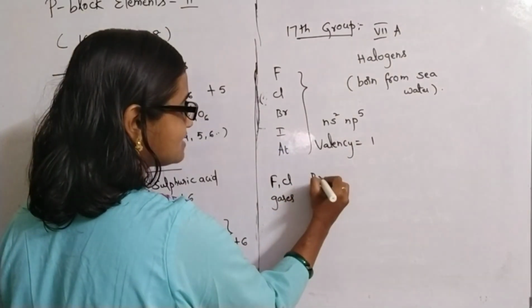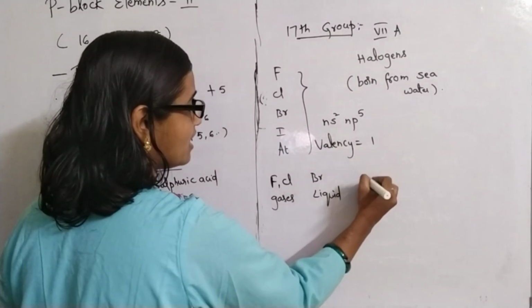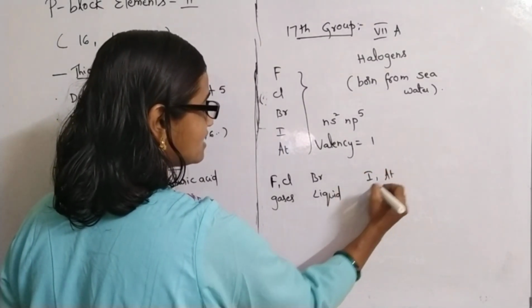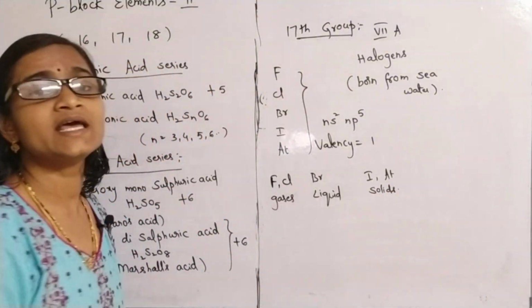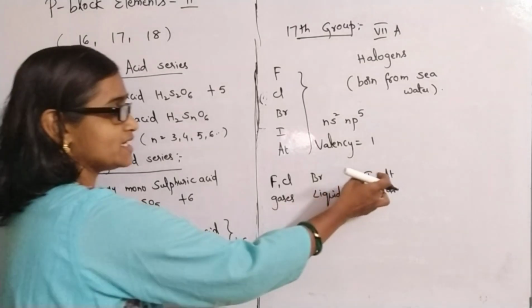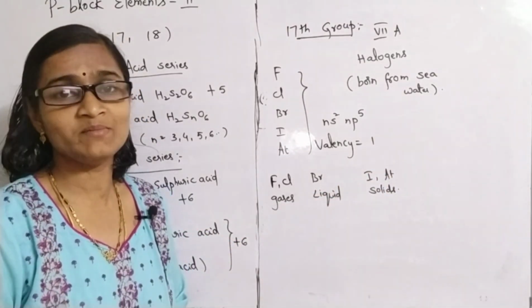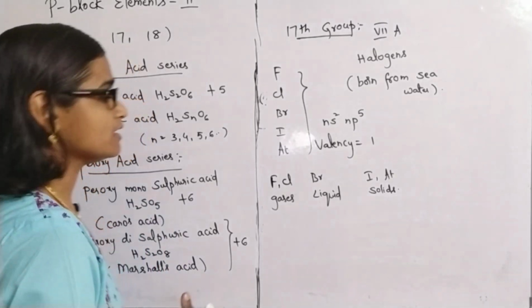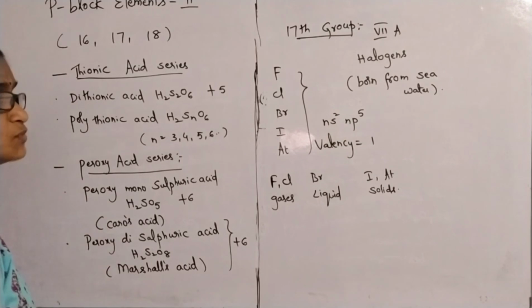And bromine is a liquid non-metal. Bromine exists in the form of liquid. Iodine and astatine can exist in the form of solids also. Astatine is a radioactive metal, it exhibits metallic character. I already told you, down the group, the bottommost element is a metal. So please remember that point. Valency is 1, that's why they are called monovalent.